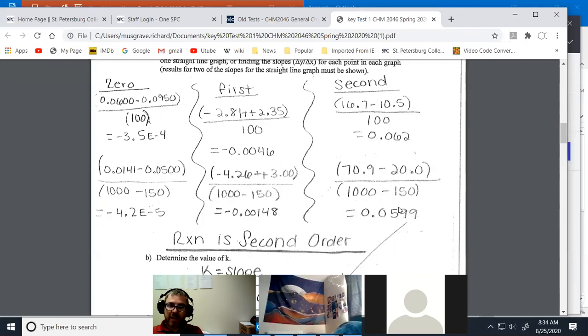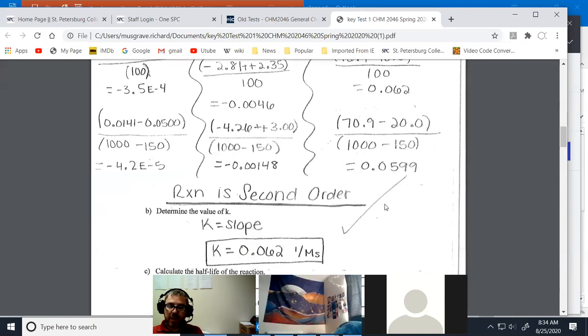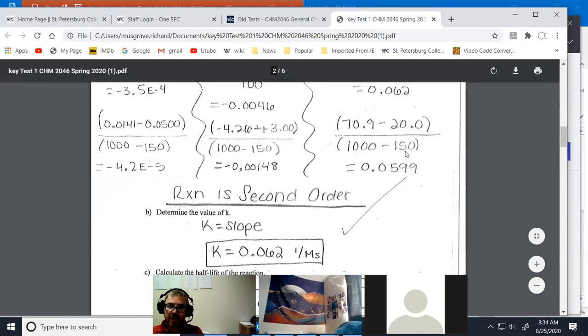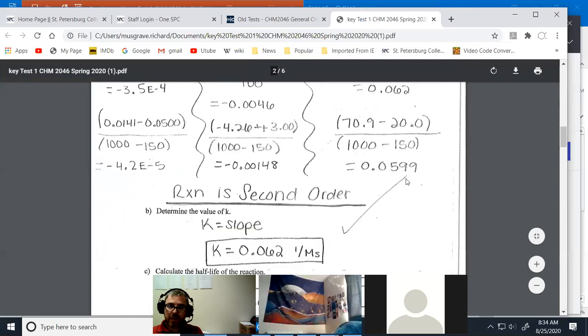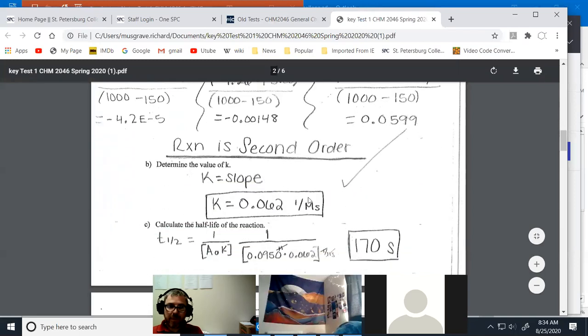The reason they're not exactly the same is because it's not a completely straight line. There's always going to be a little bit of variation, a little bit of error. So that's why it doesn't really matter what you take as far as the slope goes, as long as it's pretty close to what you figured out. So the K was slope 0.062, and the unit there is 1 over ms, as I talked about earlier.